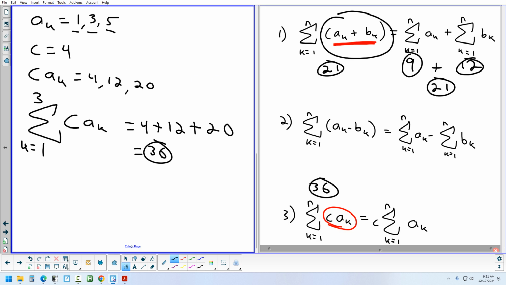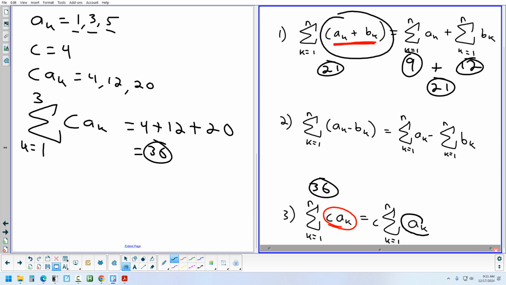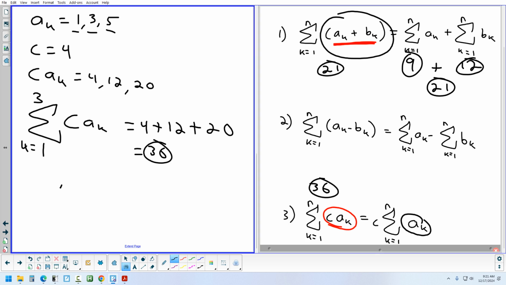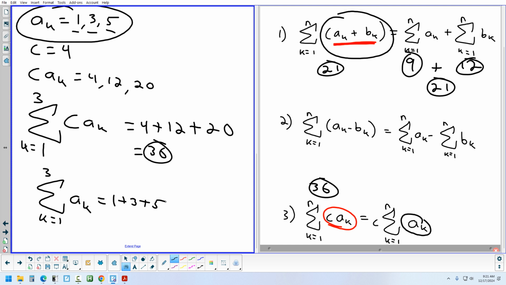Now let's try it the way on the right. The way on the right says add all the numbers up first. Okay, you always do what's to the right of the sigma first. So let's add everything up. So the sum of the first 3 numbers in our sequence. So go back to this. 1 plus 3 plus 5. Yeah, adding up every number in sequence A.